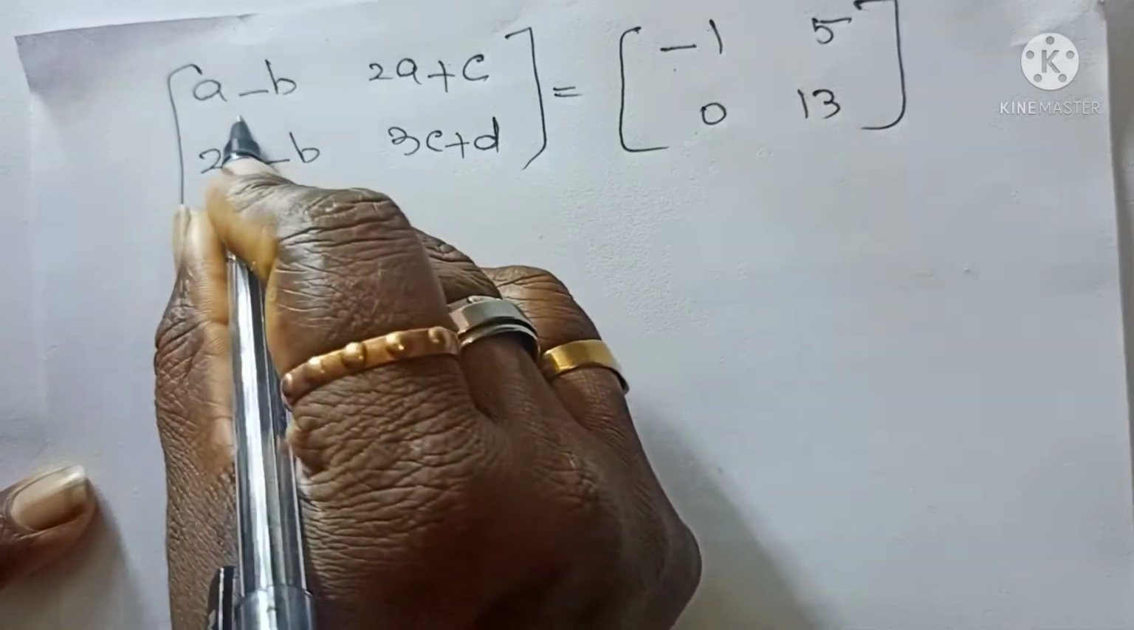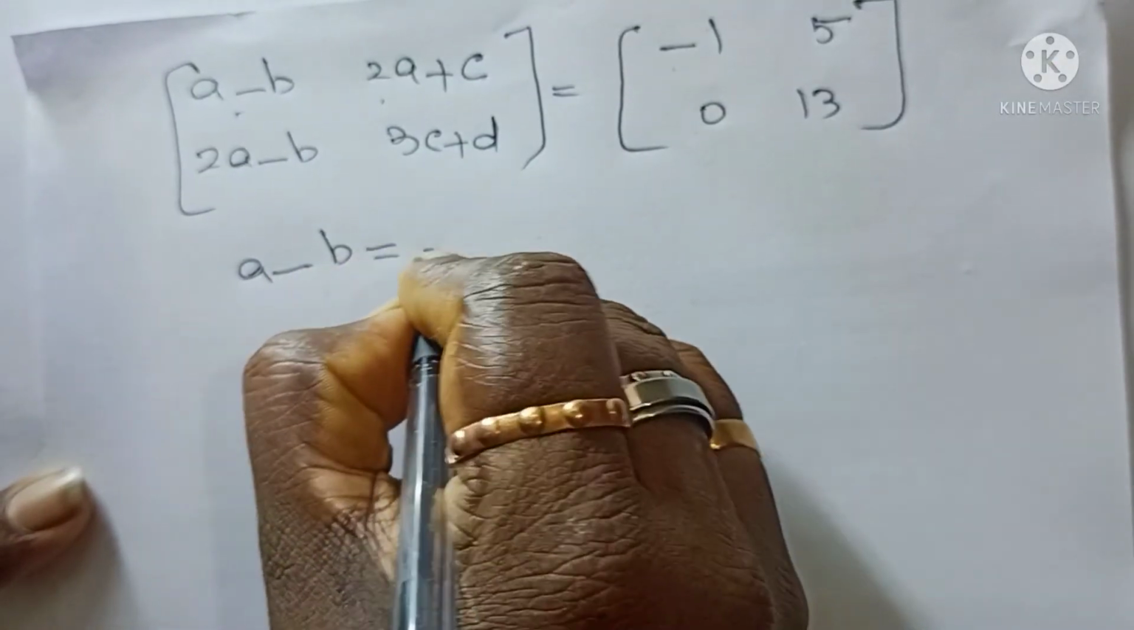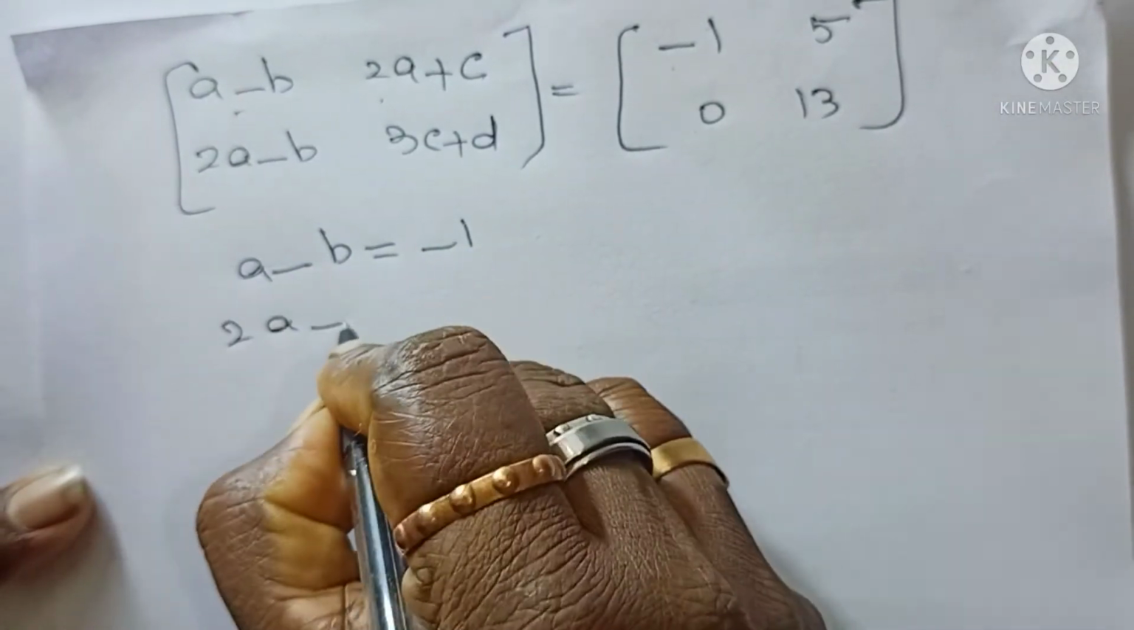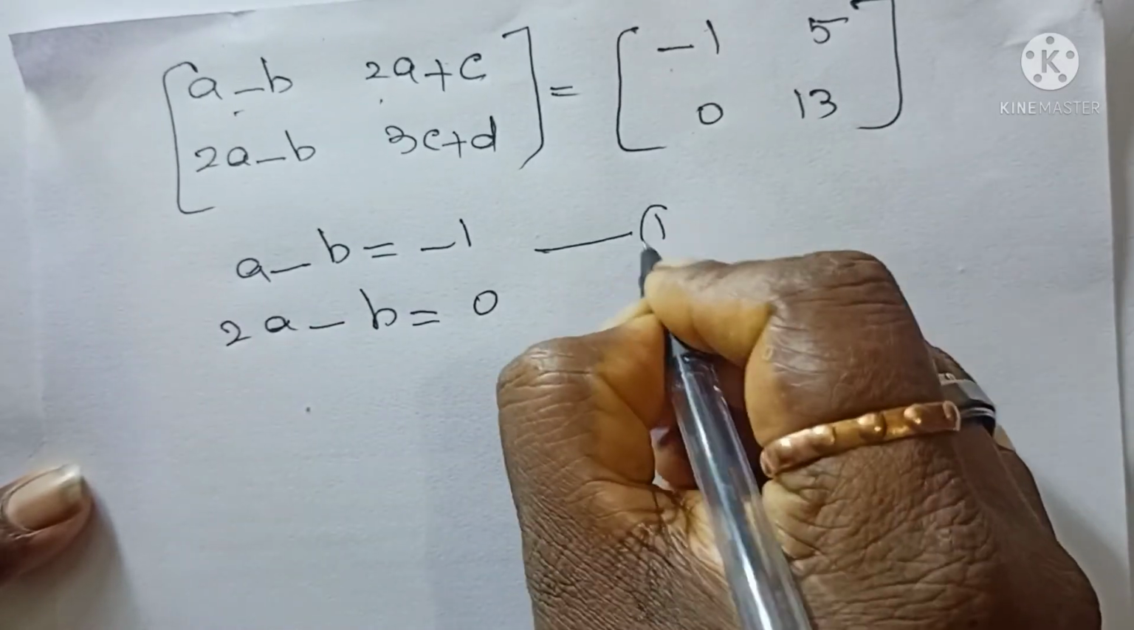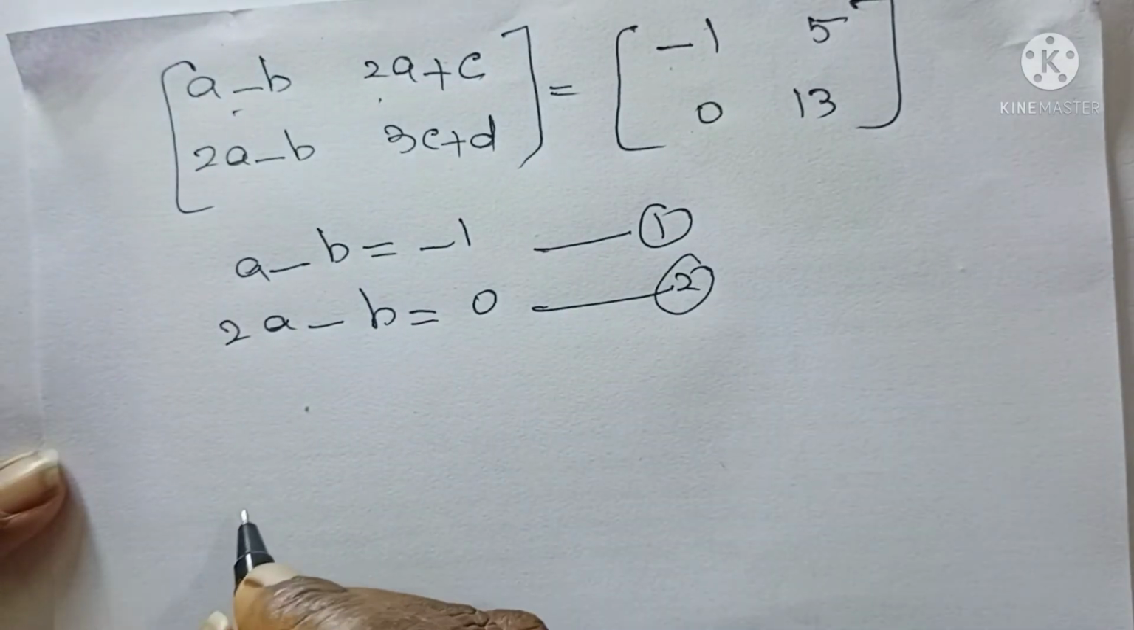So first of all we have to equate this one. A minus B is equal to minus 1. Then 2A minus B is equal to 0. Let's take this as equation 1. This is equation number 2.